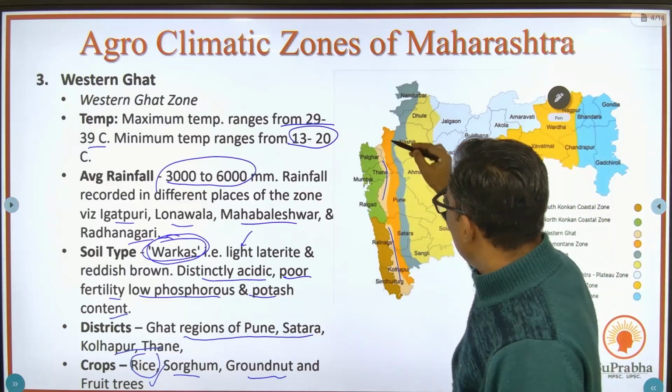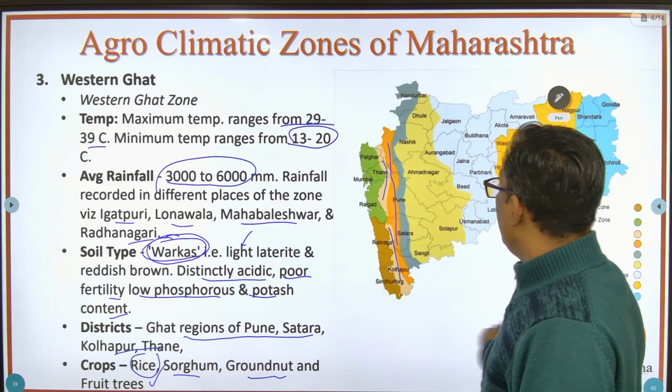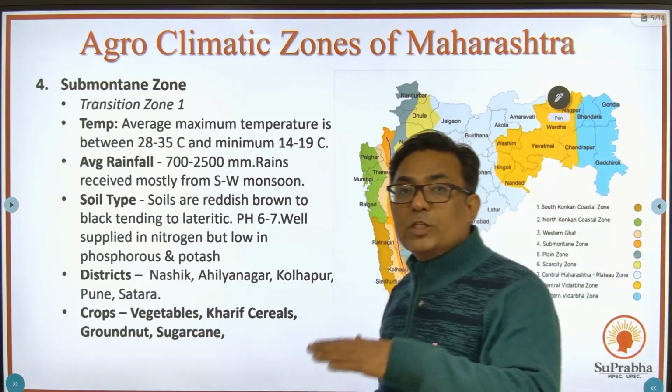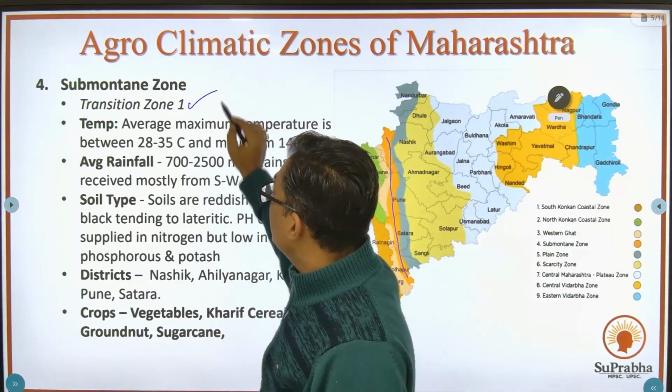Now from the Western Ghats, the fourth one is going to be the sub-mountain region, which is adjoining the mountain. The sub-mountain region is also known as transition zone 1.